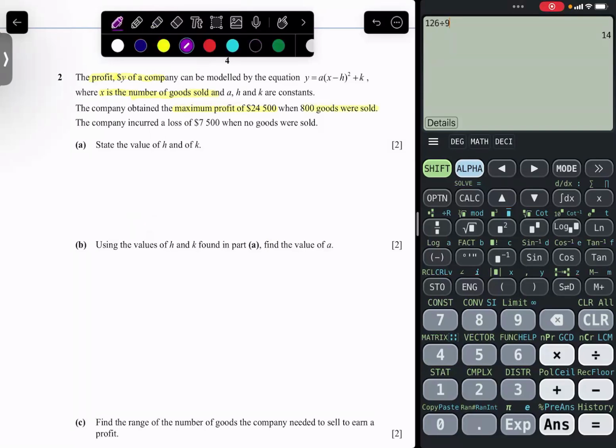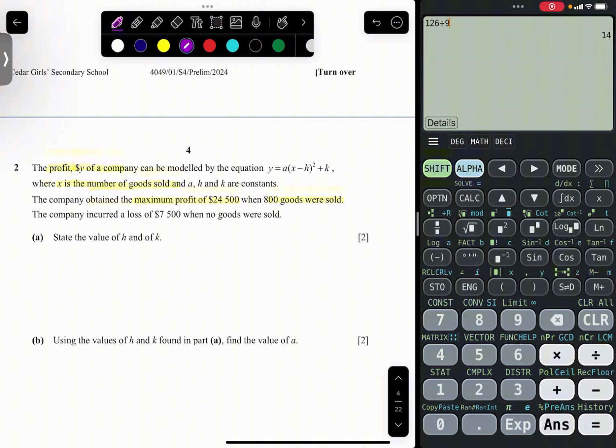So that means a few things we can gather here. Since it's a maximum, a must be negative. So y equals whatever it is, is going to be a curve with a maximum point. The maximum point is 24,500 on the y. When 800 goods were sold, x equals 800. So the maximum point is (800, 24,500).